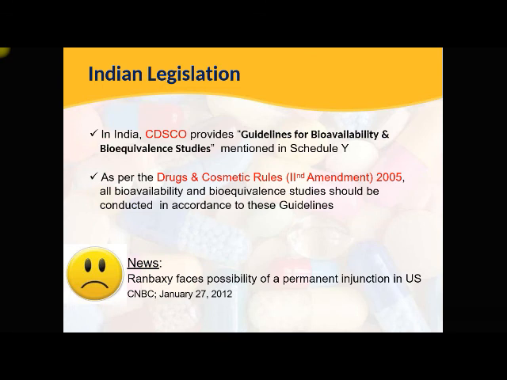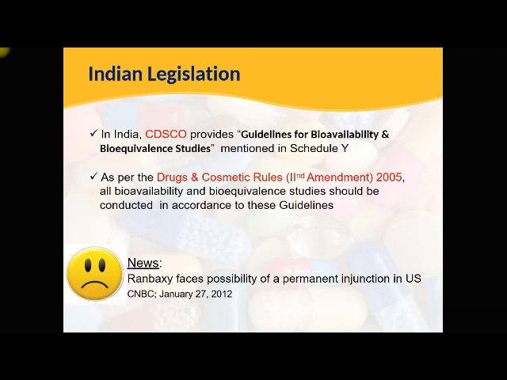So from the Indian perspective, in India, CDSCO provides guidelines for bioavailability and bioequivalence studies, which are mentioned in Schedule Y. As per the Drugs and Cosmetics Rules, second amendment, done in 2005, all bioavailability and bioequivalence studies should be conducted in accordance with these guidelines.